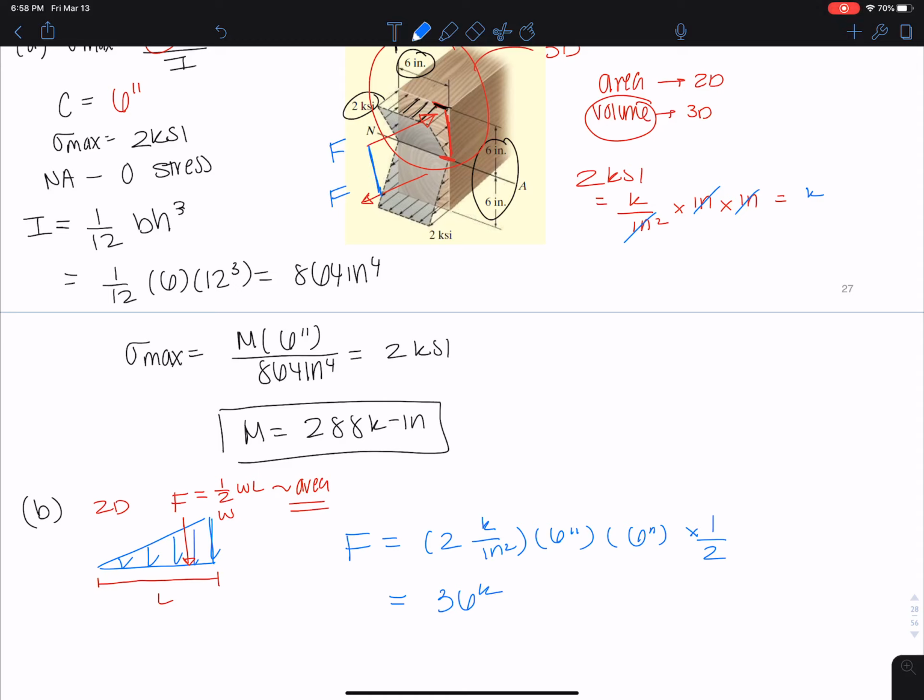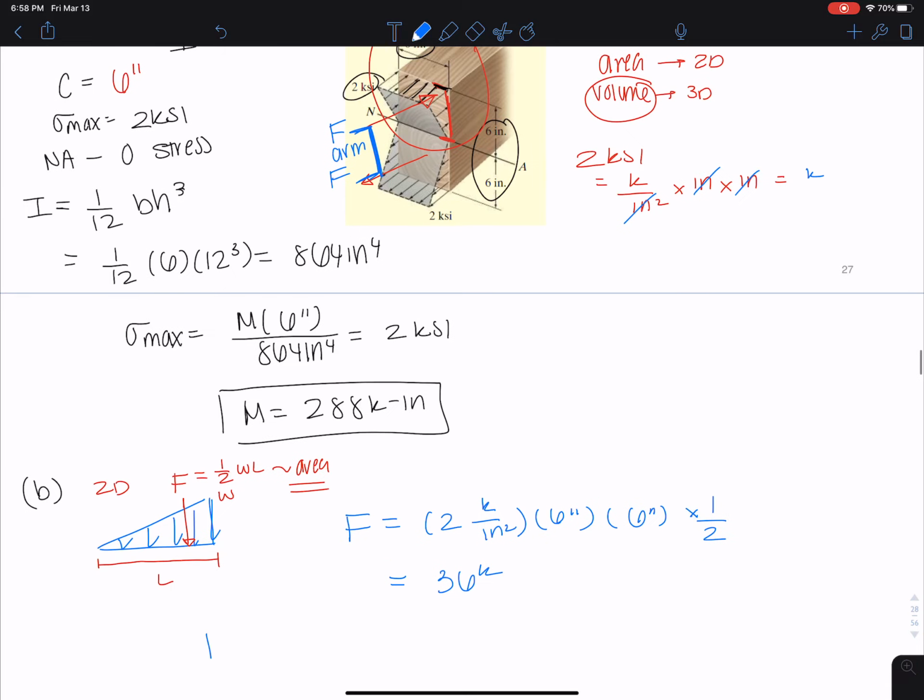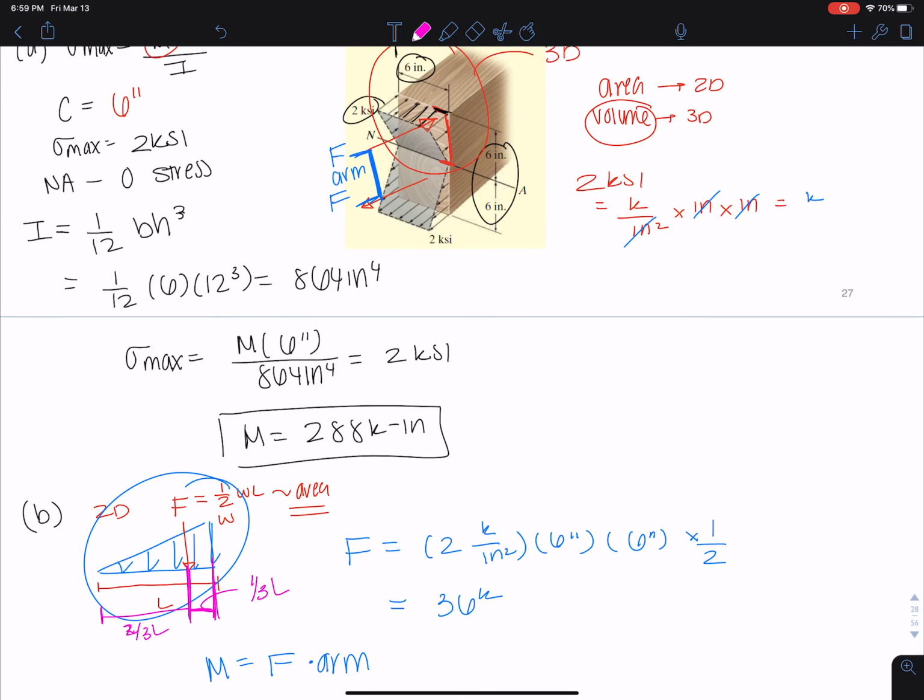And then all I need to do is figure out the distance, this arm, because we know that M, the internal moment, is just F times the arm. So what's the arm? Well, again, come back to this drawing here. The distance that this acts from here for a triangular distributed load is just 1/3 L, or from here to here is 2/3 L. So same thing here. I can't really draw it on here. It's kind of confusing. Here to here would be that 1/3, and here to the neutral axis would be that 2/3.